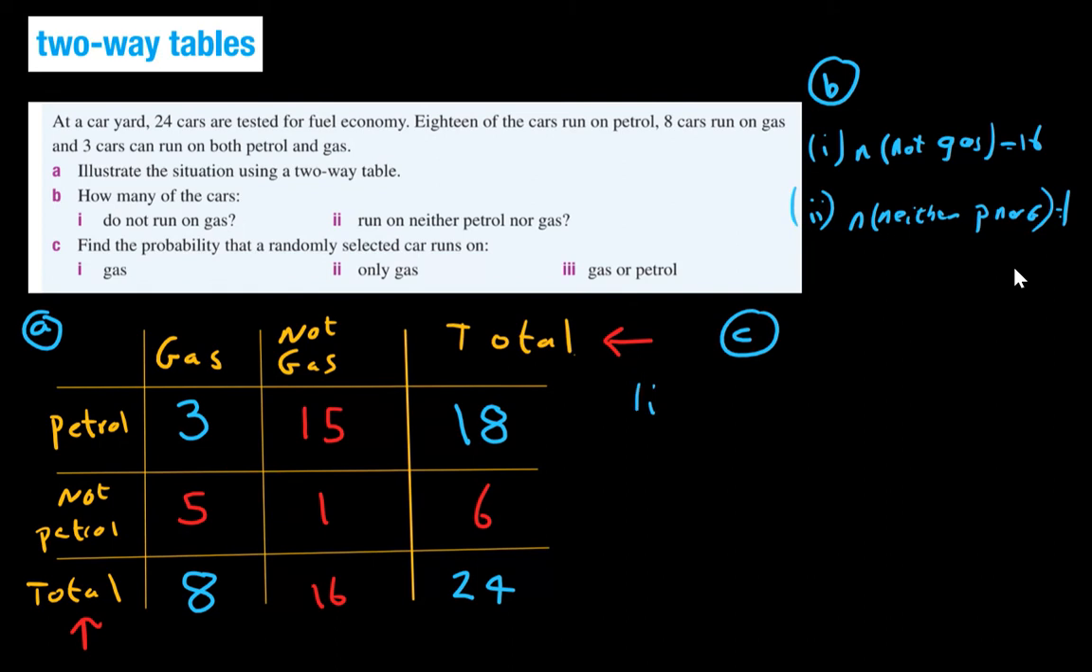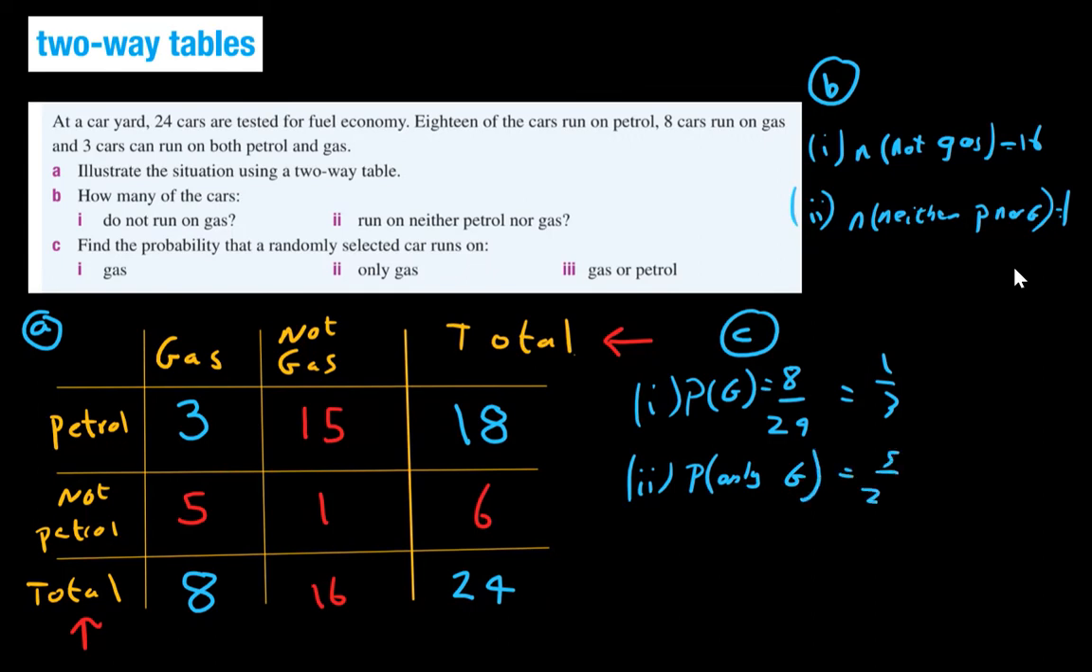So first one, probability of gas is 8 over 24, which is a third. Probability of only gas is 5 over 24. Only gas is going to be here. It's going to be in gas and not petrol.